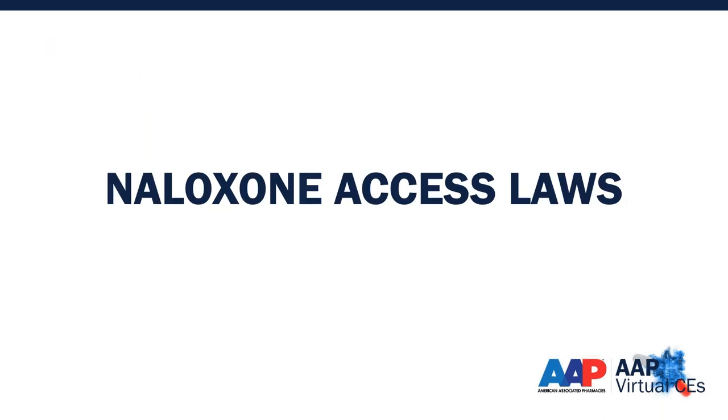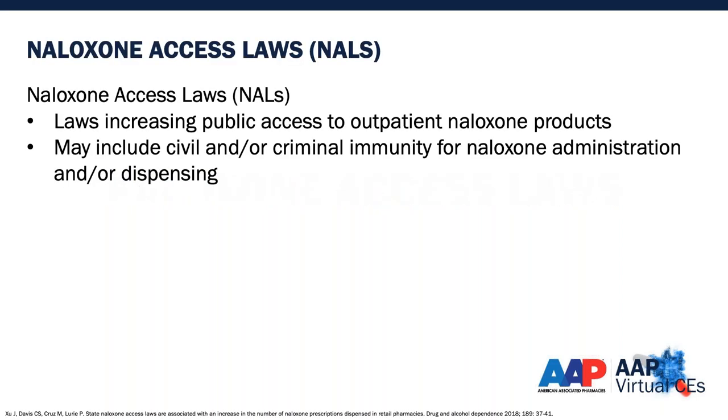So now let's talk about, that's briefly what naloxone is. Now let's talk about naloxone access laws. These are laws that increase public access to outpatient naloxone products. They can include civil and or criminal immunity for naloxone administration and or dispensing. Basically, these are laws that have been put on by each individual state that hopefully increase access to naloxone.